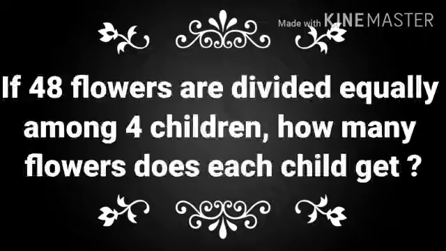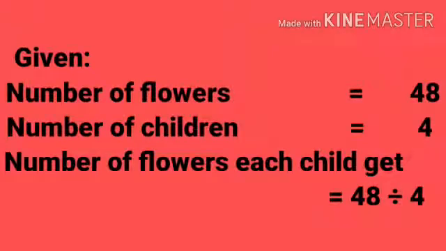Moving on to the next example, if 48 flowers are divided equally among 4 children, how many flowers does each child get? Given number of flowers is equal to 48, number of children is equal to 4. To find out how many flowers each child gets, it is equal to 48 divided by 4.